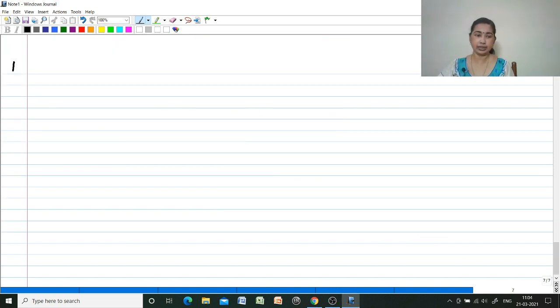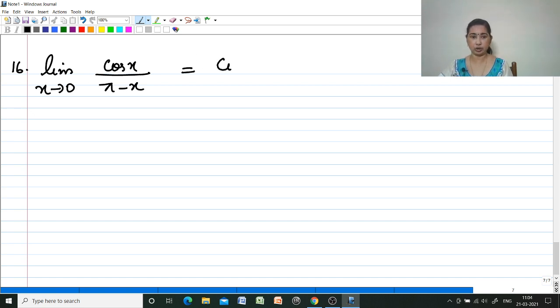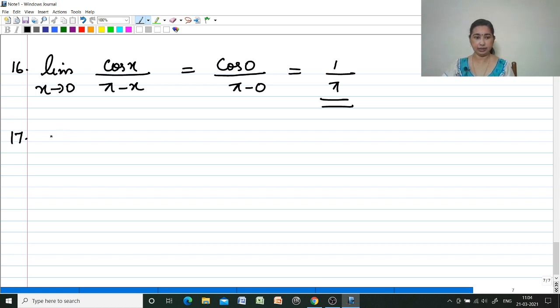Now next one is question number 16. Limit x tends to 0, cos x divided by pi minus x. If we give the value for x as 0, what happens here? It is cos 0 divided by pi minus 0. Cos 0, as you all know, is 1, divided by pi. So the answer is 1 by pi. Question number 17. Limit x tends to 0, cos 2x minus 1 divided by cos x minus 1.